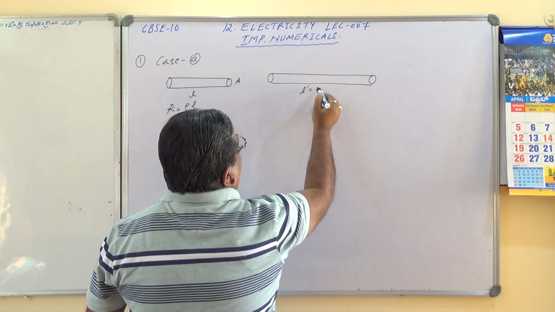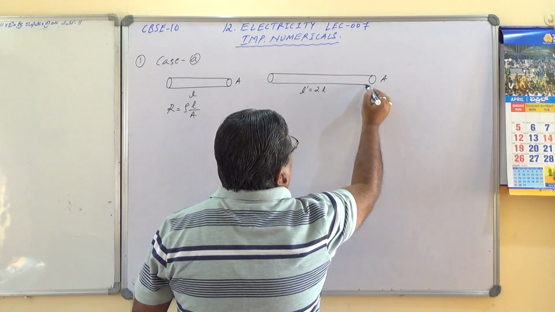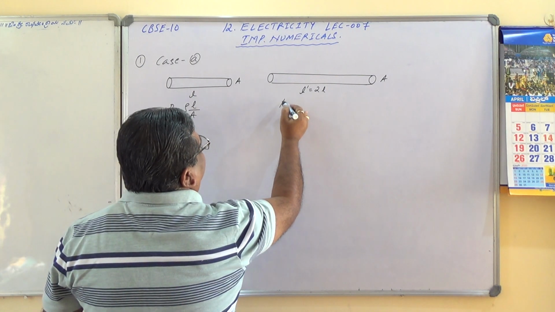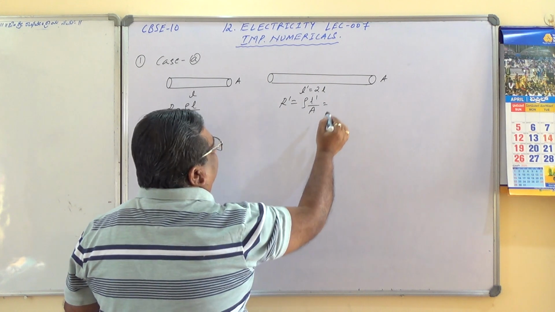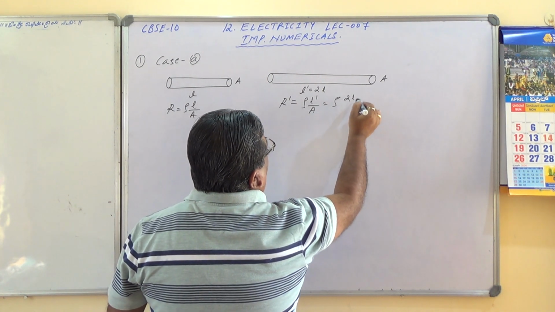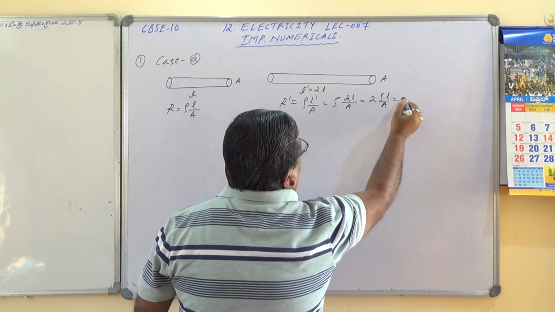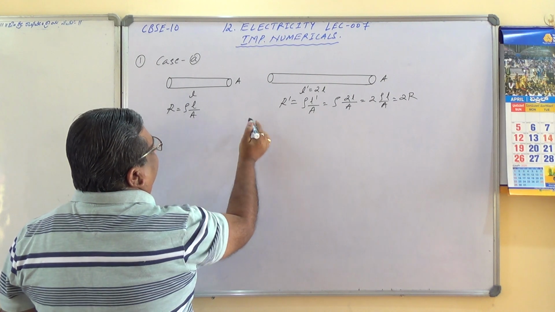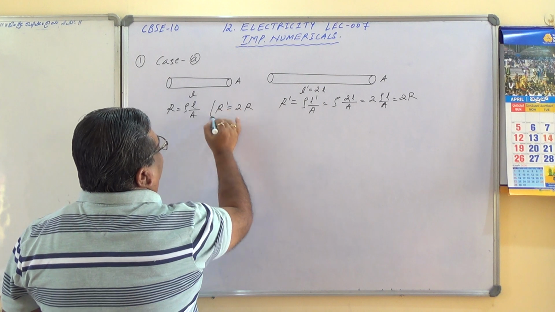So L dash equals 2L, cross section area remains same. There is no change in the cross section area. So in this case, what is R dash equals? Rho L dash by A, rho 2 times L by A, 2 times rho L by A, which equals 2 times R. Therefore, here I will write for this one, R dash equals 2 times R.